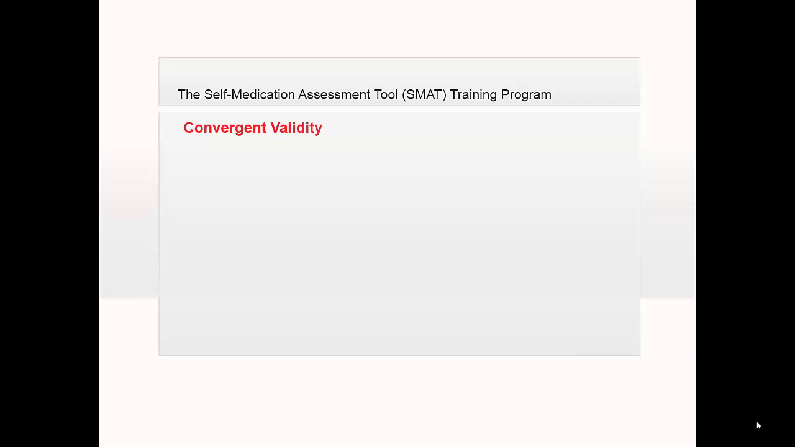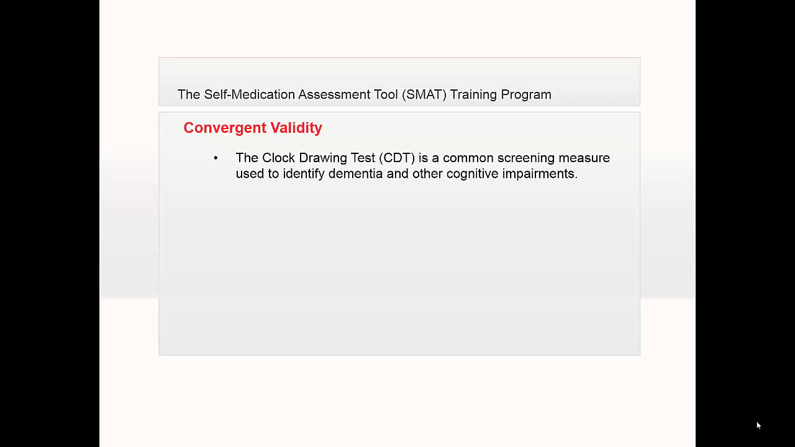Convergent validity indicates how well a new measure correlates to existing and reliable measures. The clock drawing test, or CDT, is a common screening measure used to identify dementia and other cognitive impairments. The CDT correlates with the functional, cognitive, and recall scales of the SMAT.